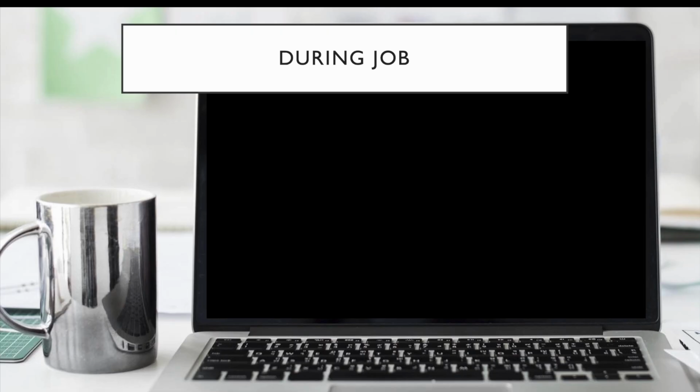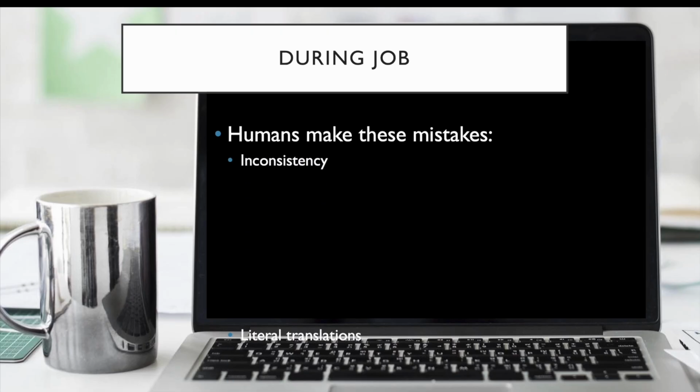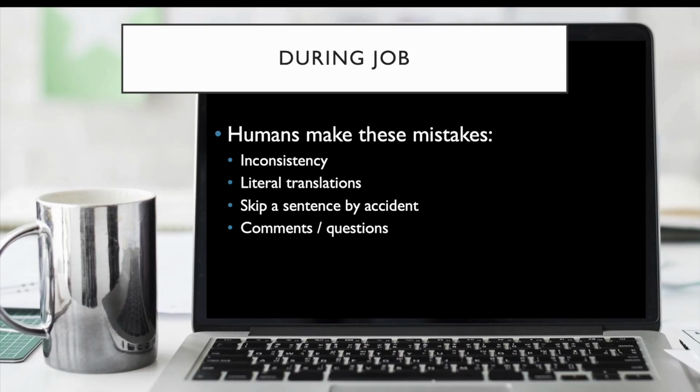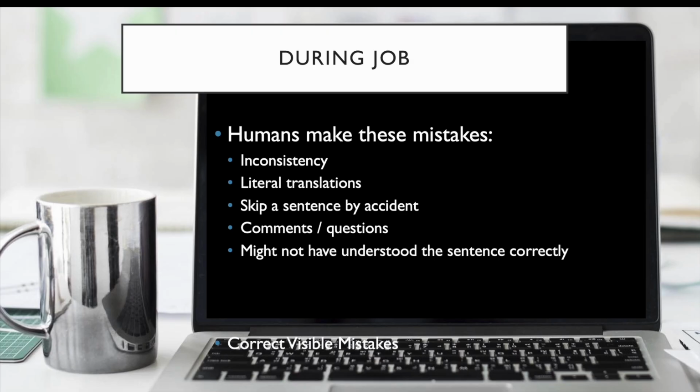Now, during the job, there are a couple of things to keep in mind as well, because when you're dealing with human translations and you're editing a human translation, you're sort of used to these mistakes. You're used to stuff like inconsistency, translations that are too literal maybe, or if they skip a sentence by accident, or they might have comments or questions next to stuff they're not sure about. They might not have understood a sentence correctly and sort of went ahead that way, and you can sort of decipher what they understood instead. And so you find yourself correcting visible mistakes when it comes to humans, because, again, skipping a sentence. I've seen people skip a whole paragraph.